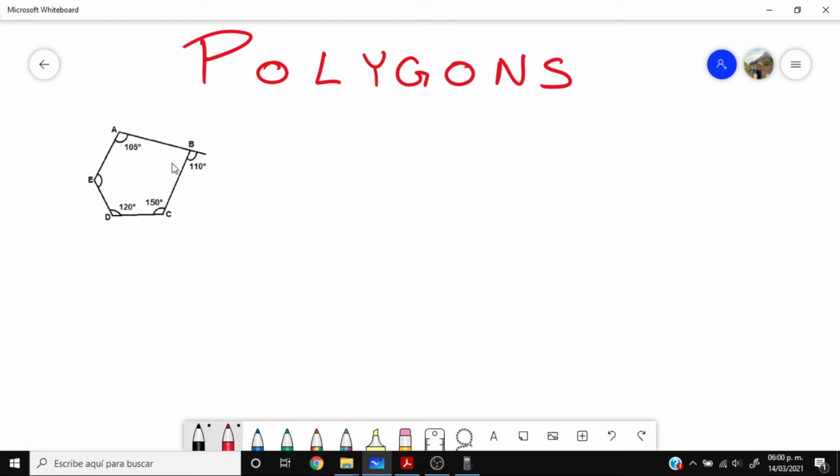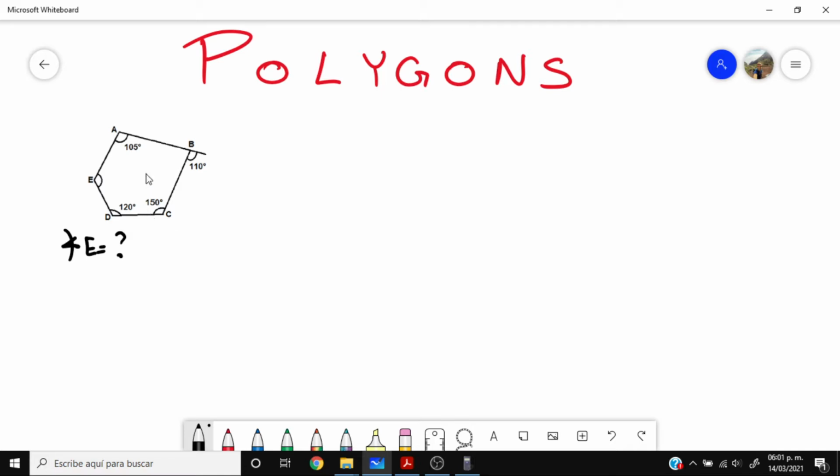Okay, so in this problem, I forgot to write it, but we need to find the value of the angle E. We have the angle A, but we don't have the value of the angle B, C, and D. So I repeat, we need to find the value of the angle E. This is a polygon with 5 sides: 1, 2, 3, 4, 5. So it's a pentagon. Okay, so how are we going to do it?